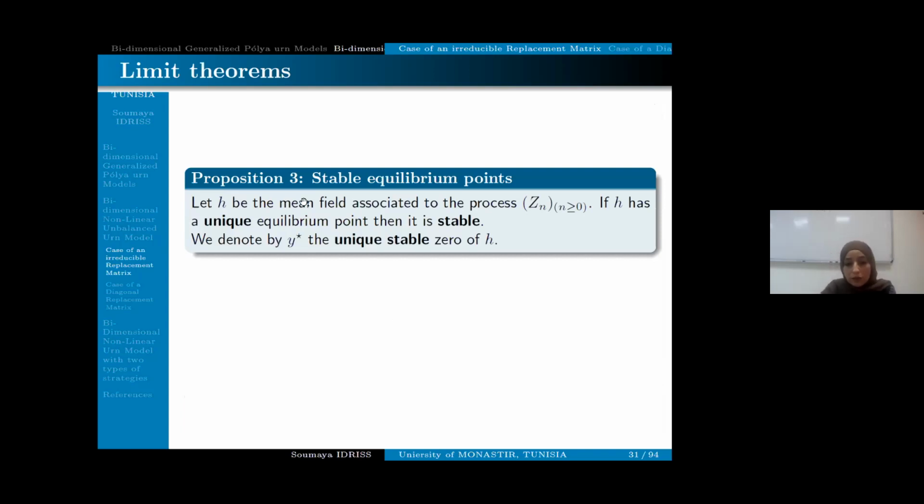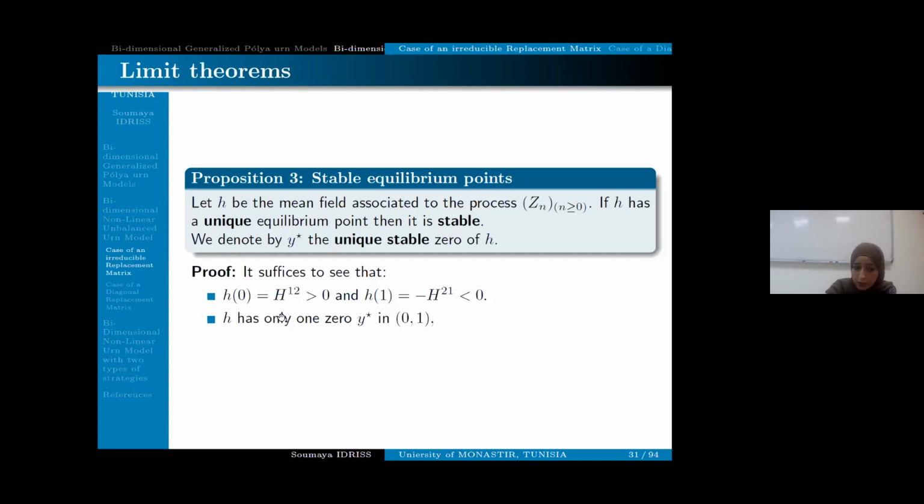This result states that if h has a unique equilibrium point, then it is stable. We denote that unique stable zero by y star. For the proof, it suffices to see that h(0) is strictly positive, h(1) is negative, and if h also has a unique zero, then h is decreasing in the neighborhood of y star. Therefore, y star is stable.